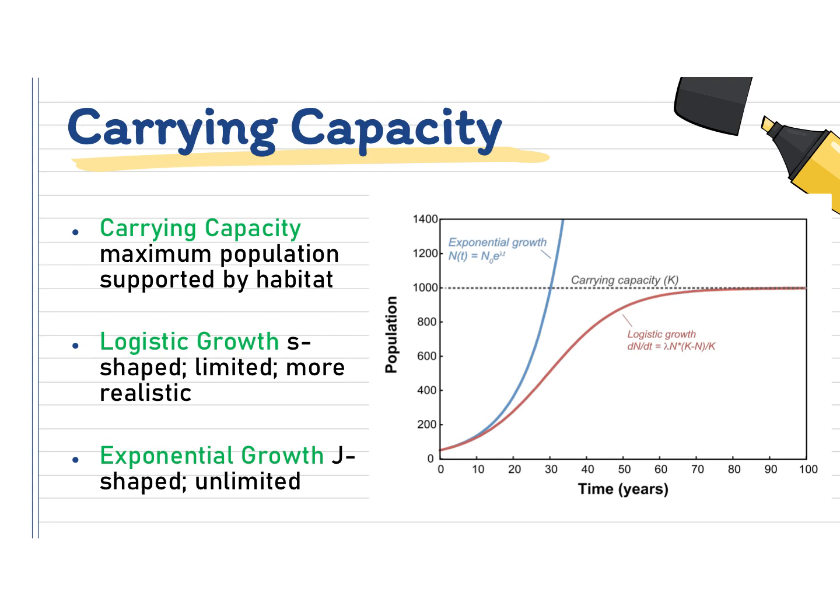So again, you have two types of growth in a population. You have exponential growth that goes up and up and up, or we kind of say it's a J curve, or a logistic growth, which is an S curve, where it increases until it hits something called the carrying capacity. So the carrying capacity is the maximum population that can be supported by an individual habitat. We use the letter K to show that.